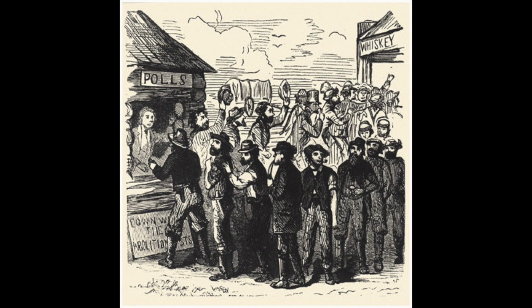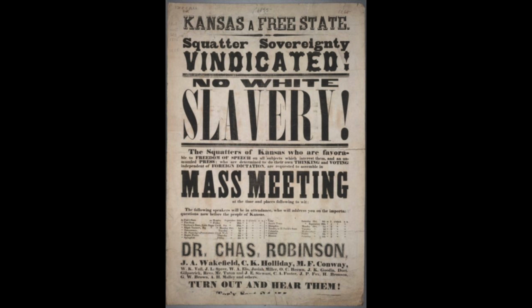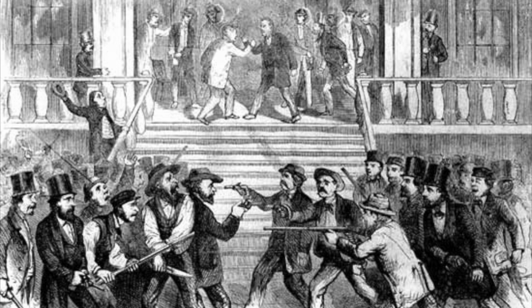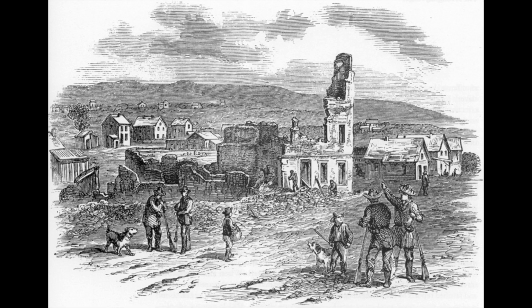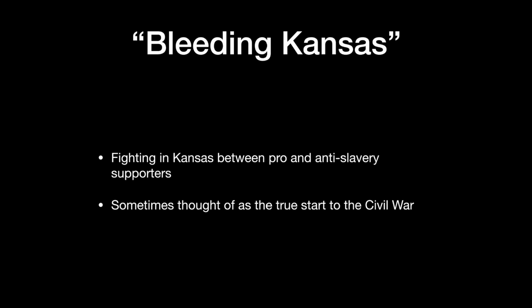Slavery opponents held their own elections, created their own government, and drafted their own constitution, which specifically outlawed slavery. The result of these two governments was essentially a civil war in Kansas between pro- and anti-slavery groups. The violent struggle, in which approximately 200 people died, became known as Bleeding Kansas. Congress held heated debates on the events happening in Kansas as well.